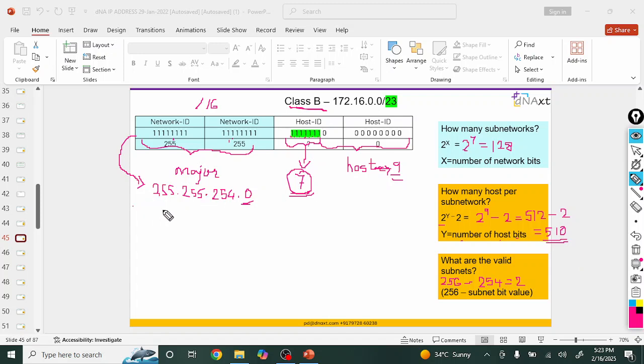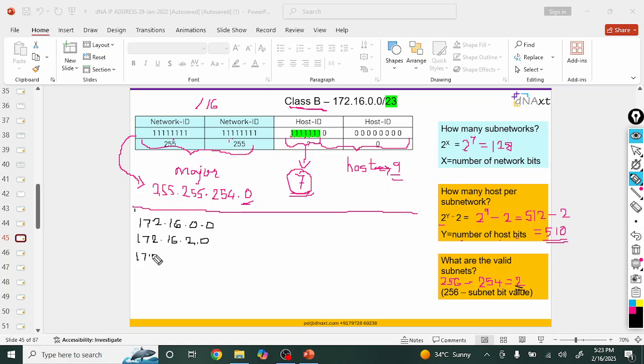So let's write down a few of the subnetworks. First, we will start with the given IP address 172.16.0.0. Increment is 2. So 172.16.2.0. Why? We do the increment in the third octet because we have borrowed the bits from the third octet. So there will be an increment of 2 according to our formula in the third octet.